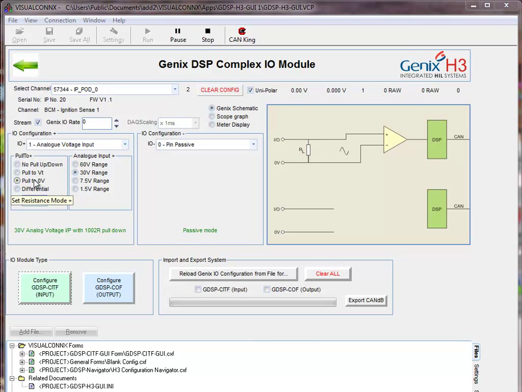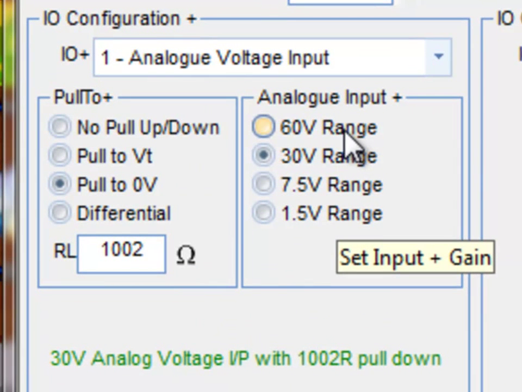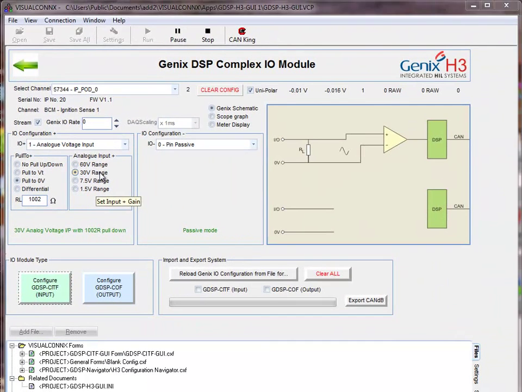Once you have set up your input loading, you can choose to change the input gain. For the positive input, you can change the gain between a plus or minus 60 volt range, a plus or minus 30 volt range, a plus or minus 7.5 volt range, or a plus or minus 1.5 range. We're going to use the 30 volt range for this short demonstration.